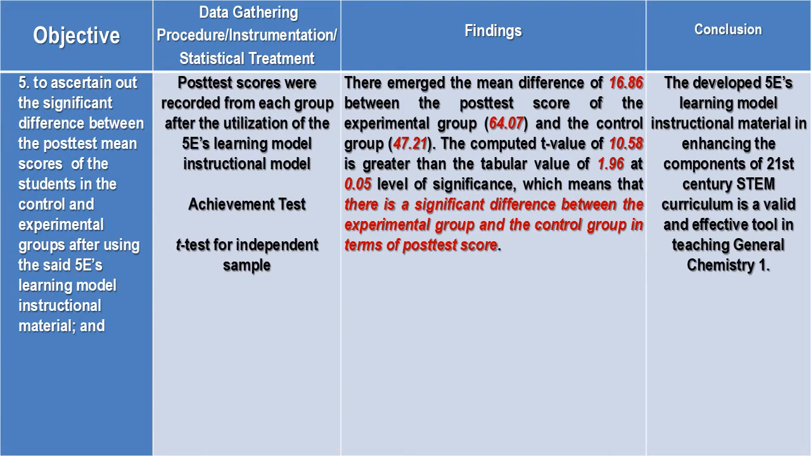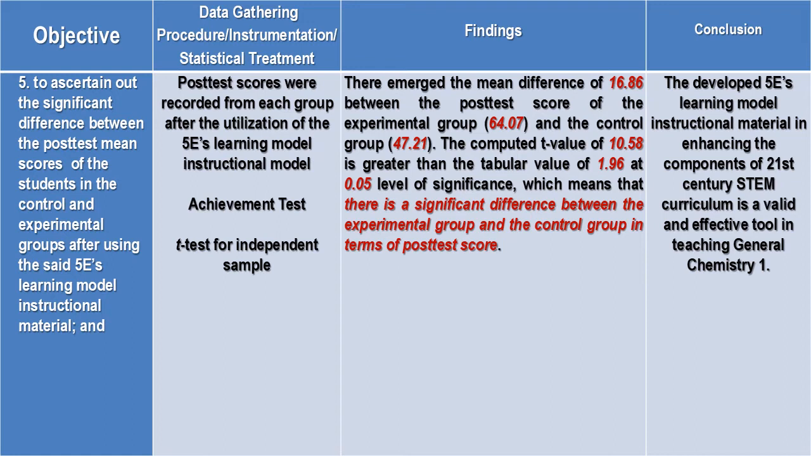So for number 5, to ascertain if there is a significant difference between the post-test scores of the students in the control and experimental groups after using the said 5E learning model instructional material. So the achievement test was used as our main instrument, and for the data gathering procedure, post-test scores were recorded from each group after the utilization of the said learning material, and t-test for independent samples was used.